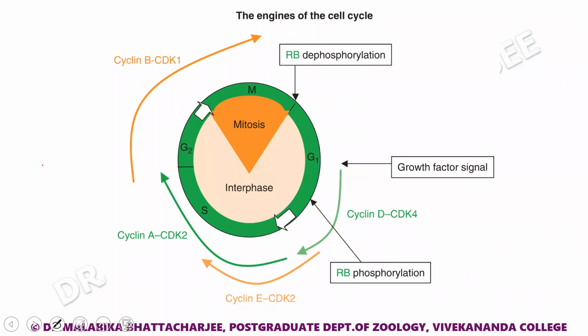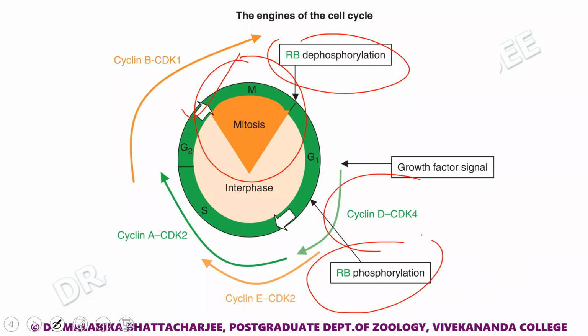So this is the engine. In this cellular engine, remember two areas which are important for your syllabus. One is the control of the MPF. It enters mitosis, activated; the moment cyclin is degraded, MPF is inactivated. And the other important control is the RB, retinoblastoma.